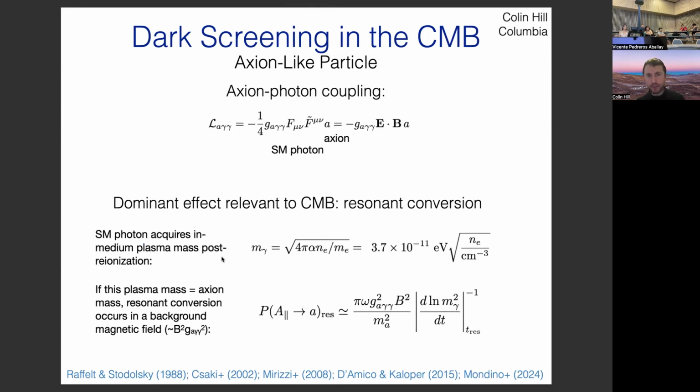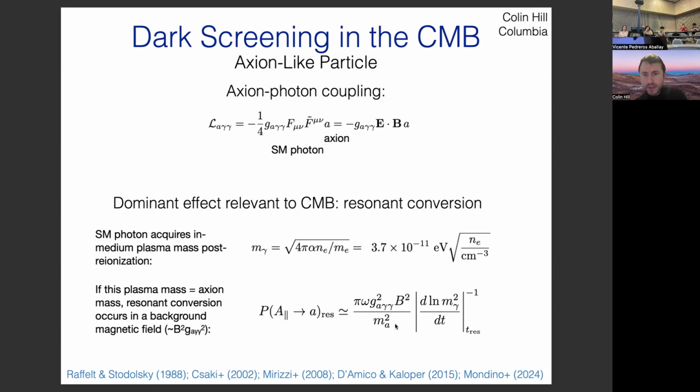So again, we're looking for resonant conversion. So we're sensitive again when the plasma mass of the CMB photon is equal to the axion mass in this case, so of the same type of mass range that we're sensitive to. But the quantum mechanical calculation to compute the conversion probability is a little bit different because of the ambient magnetic field. The result is shown here.